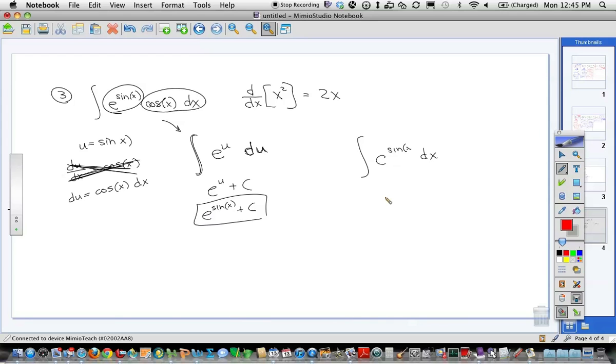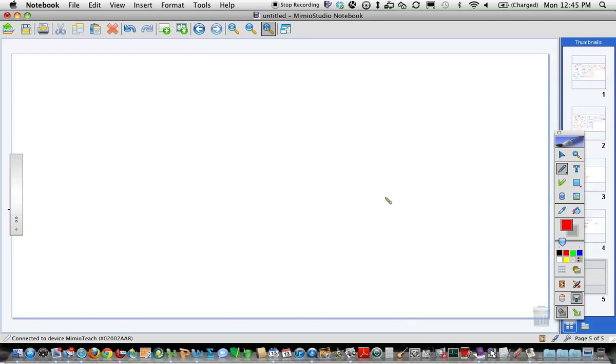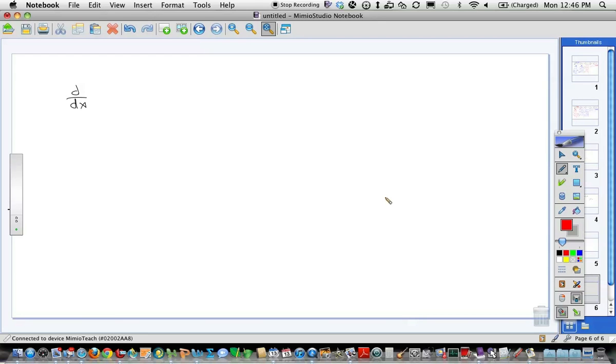All right. Another thing I want to mention before we do another one is this natural log thing on page 333. If you do the derivative of natural log x, you get what? 1 over x. However, on page 333 it says if you do the antiderivative of 1 over x, you get what?